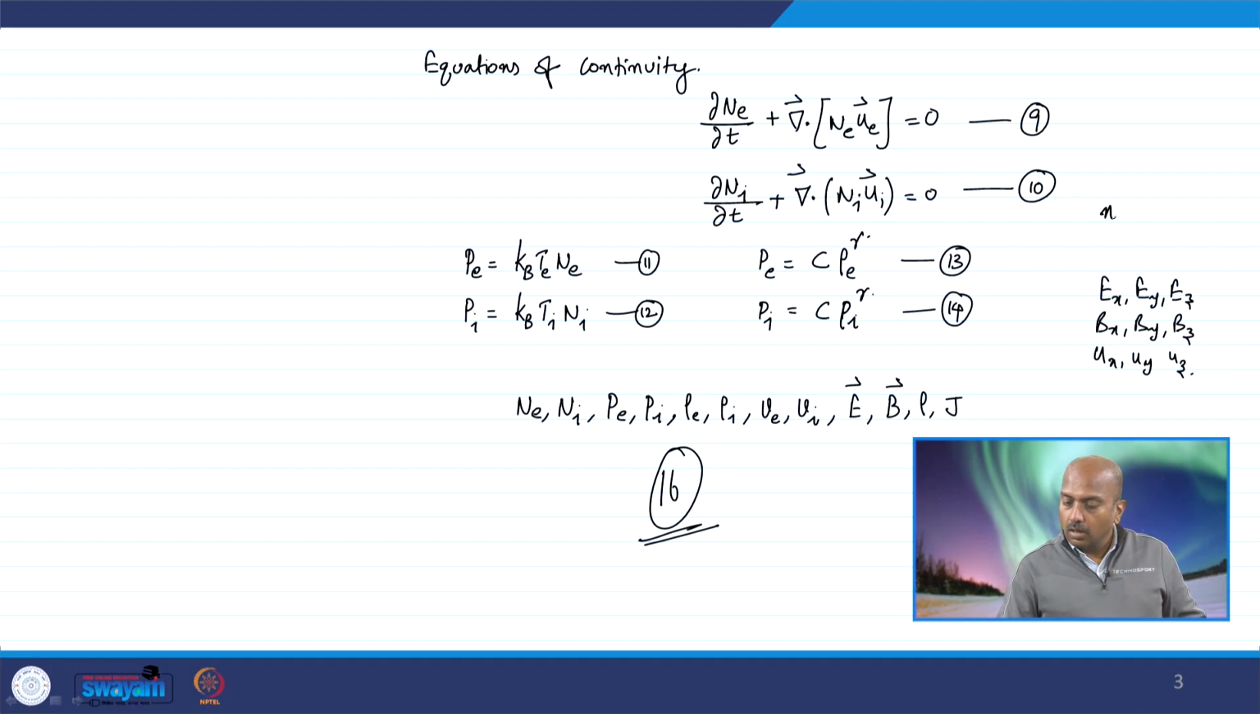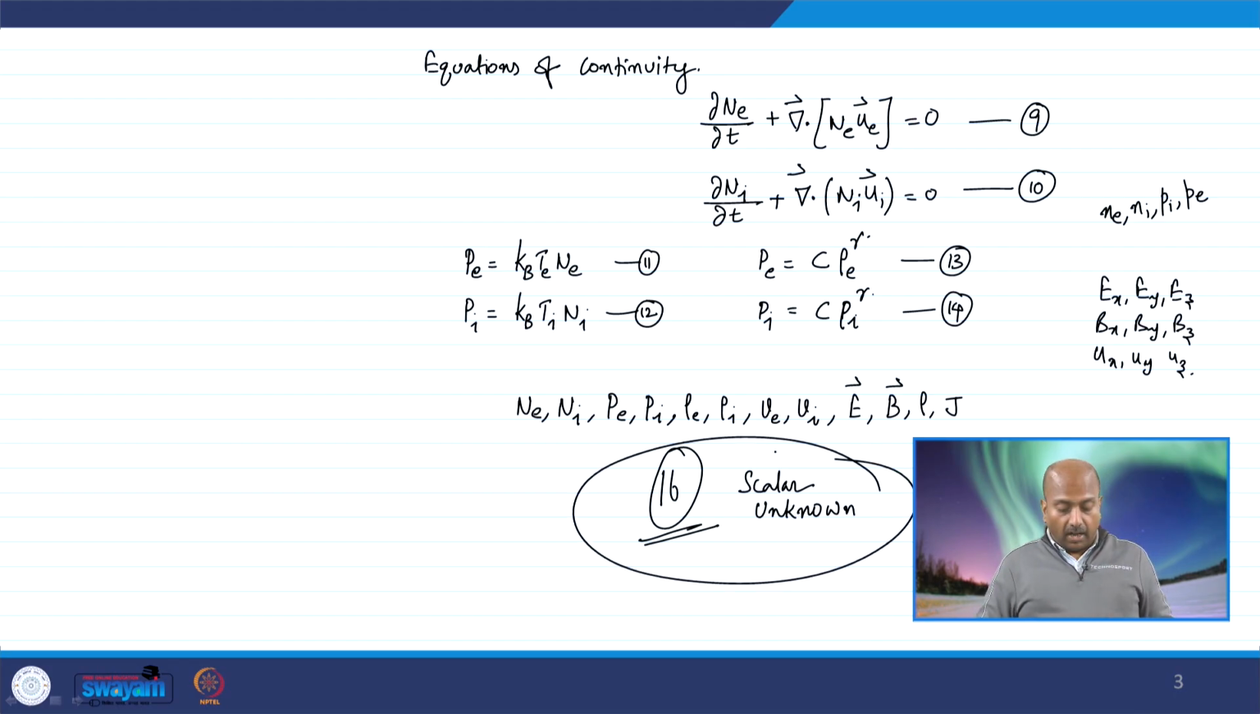Okay. Ne, Ni are the variables. Pi, Pe are again the variables. 3 velocities for electron, 3 velocities for ion. Electric field 3 components, magnetic field 3 components, right? So put together there are 16 scalar unknowns.